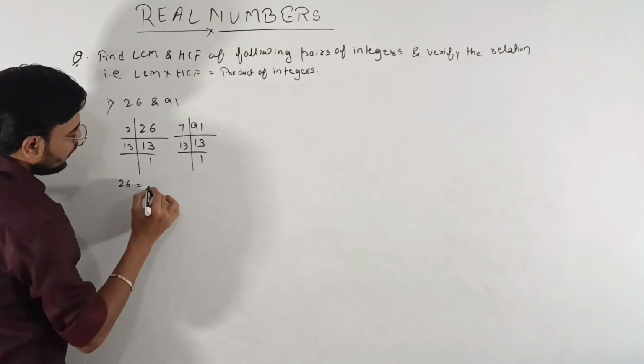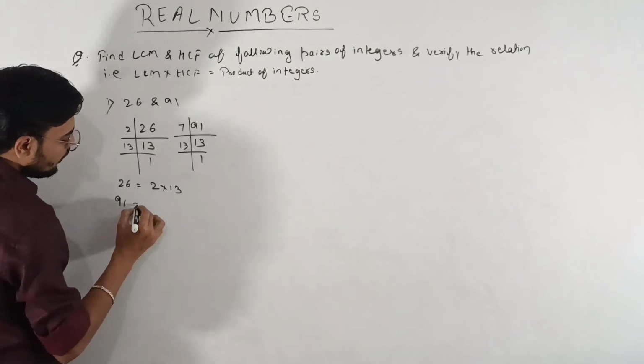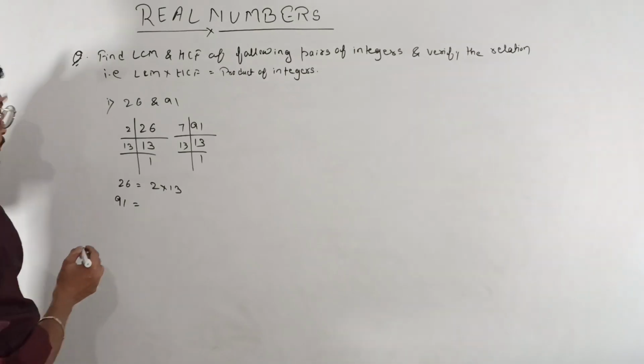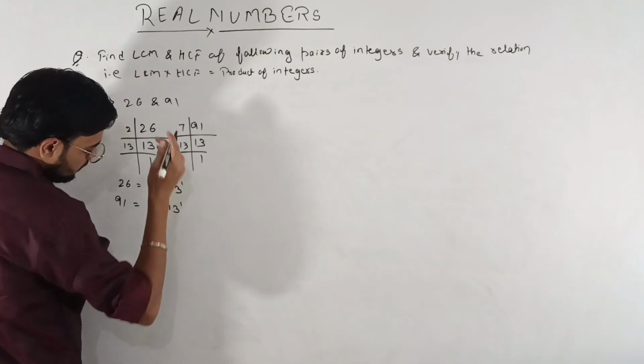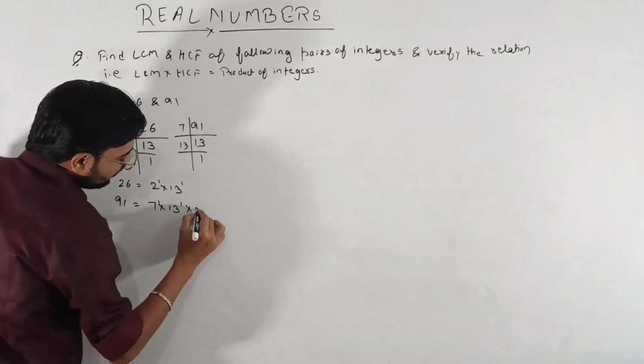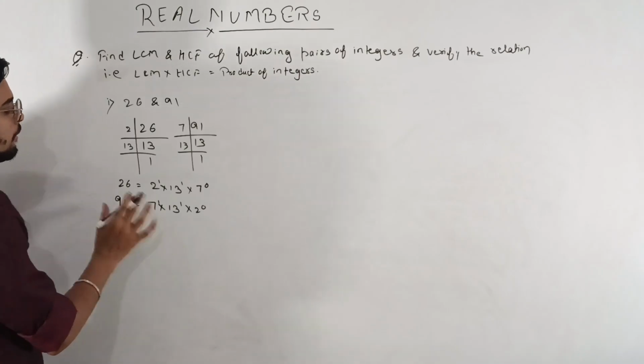Now for 26, I write 2 into 13. And for 91, I write 7 into 13. All with power 1. Here 2 is missing in 91, so I write 2 to the power 0. And in 26, 7 is missing, so I write 7 to the power 0.